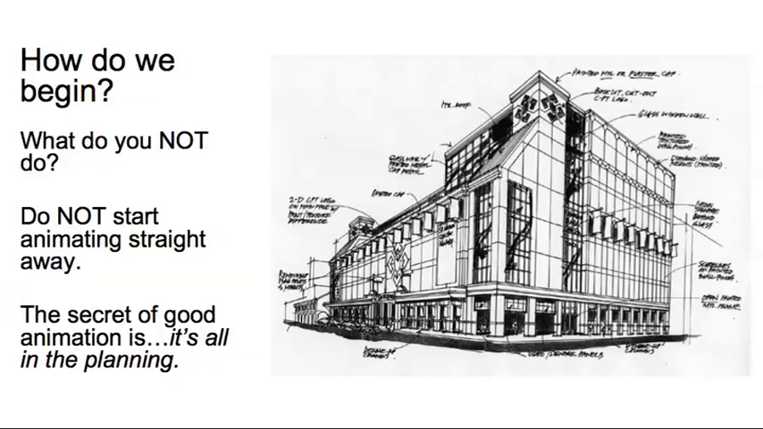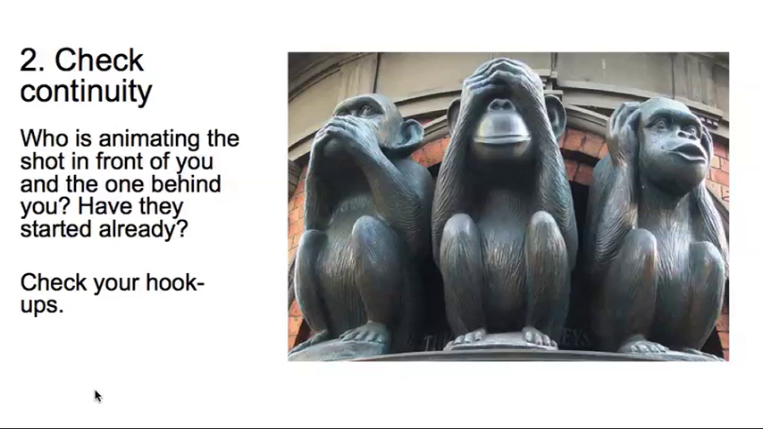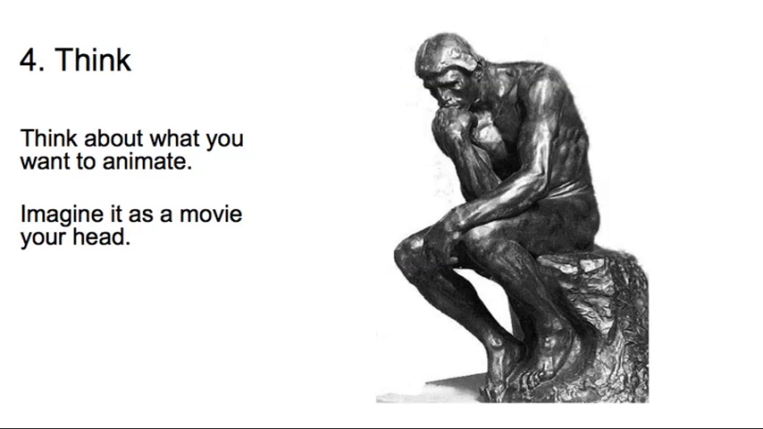Now, if you're working on a feature film, you're going to watch the story reels, also called the animatic, and you'd think about the shot in context. You would also check the continuity. You'd check whoever's animating the shots in front of you and the one behind you. You might also check the storyboards, which can be an incredibly useful source of good poses. And sometimes if the storyboard artist has really done their job well, then you can actually use those as your key poses in the shot. Now, you don't have access to those things because you're working on a personal project of your own.